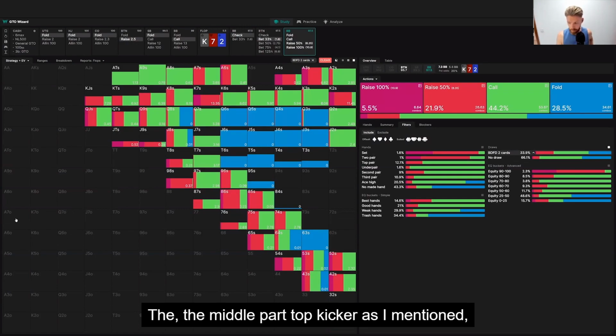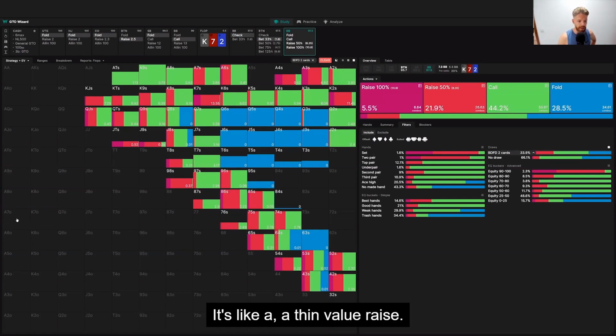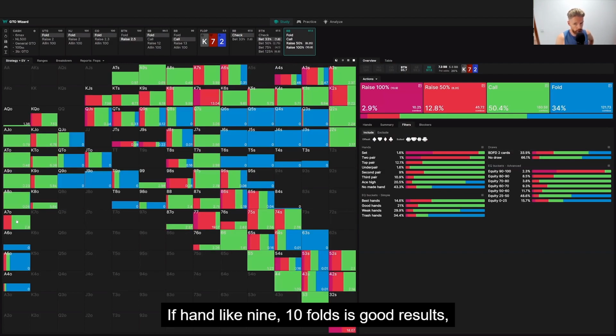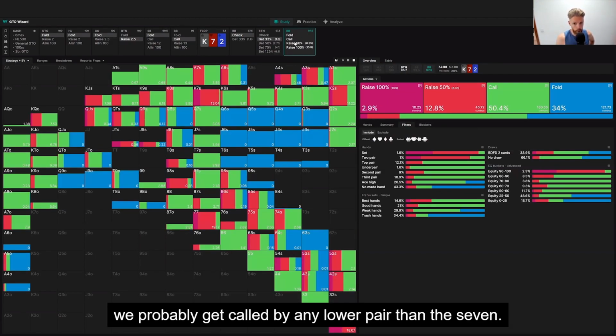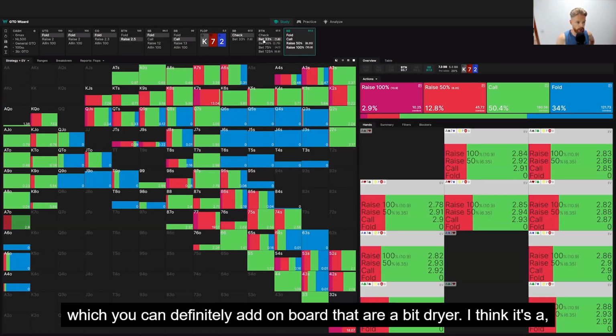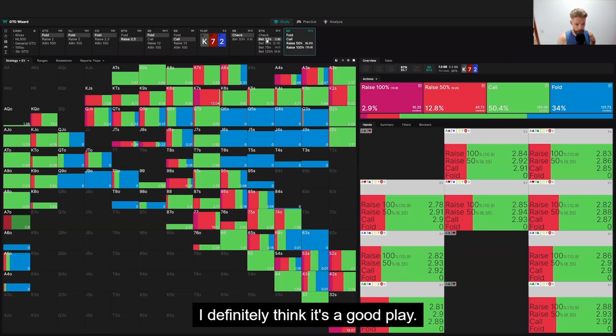Here we see the middle pair top kicker, as I mentioned. It's like a thin value raise. If a hand like 9-10 folds, that's good results, we probably get called by any lower pair than the 7. All the pairs will call, or the 7x will pair. So it's a bit of a merge check raise, which you can definitely add on boards that are a bit drier. I definitely think it's a good play.